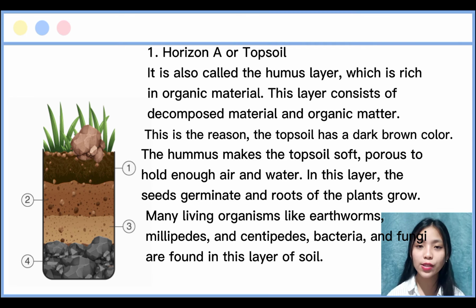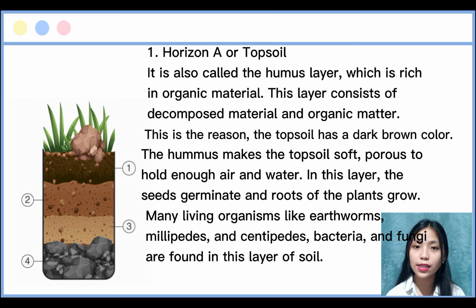First is the Horizon A or topsoil. It is called the humus layer, which is rich in organic material. This layer consists of decomposed material and organic matter. This is the reason why the topsoil has a dark brown color. The humus makes the topsoil soft and porous to hold enough air and water.